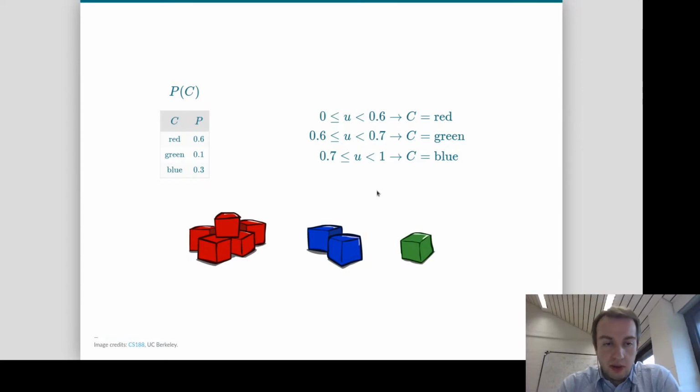So this is another example of the same algorithm where we would start with a distribution P of C over a discrete variable C, which can take up to 3 values, red, green, and blue, and for each one of them we know their probability, so 0.6 for red, 0.1 for green, and 0.3 for blue. Okay. And now if we draw a random number between 0 and 1, if this random number is between 0 and 0.6, then we just generate a red sample. If it's in between 0.6 and 0.7, we generate a green sample. And if it's above 0.7, we generate a blue sample.